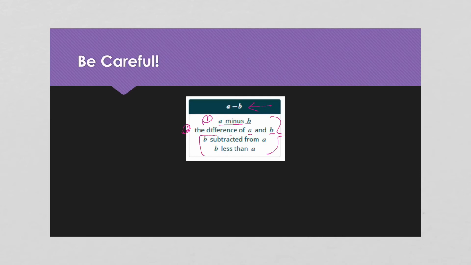But notice these bottom two. These you have to be super careful with because you have to reverse the order. B subtracted from A is this right here. So you have to reverse the order from the way you read it in the English statement. B less than A also reverses the order. So subtracted from and less than reverses the order. And you just have to be really careful. And honestly, this is just something you're going to have to practice.